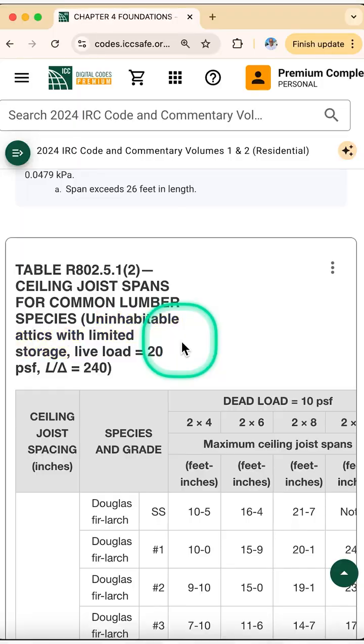Dead load is just the drywall, the insulation, maybe some light fixtures. So storage load in the second table, table 2, is only 20 PSF. That's for if you're going to store some Christmas decorations in the attic, no furniture, just some light storage.